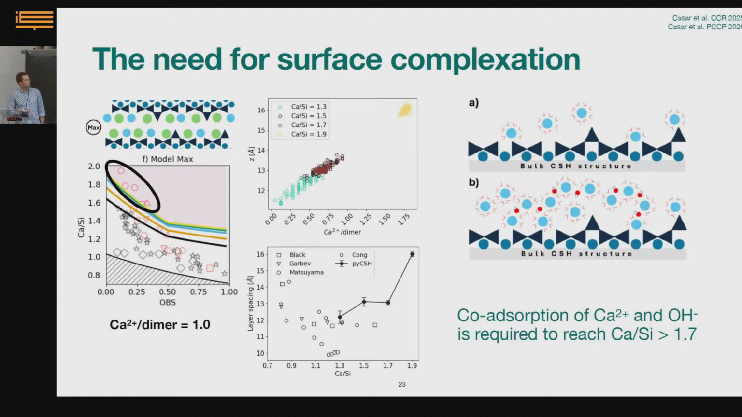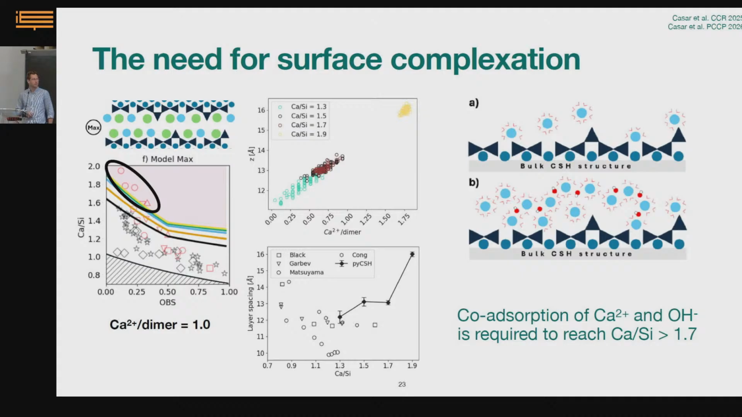But even if you have such a model of an interlayer, you see there are still data points of CSHs which are above the model line, suggesting that even with the maximum possible packing of calcium in the interlayer, we still cannot reach calcium silicon ratios of 1.6, 1.7, 1.8. It's dependent on the OBS, but we cannot reach those. So the question was, what to do? Where is the calcium?